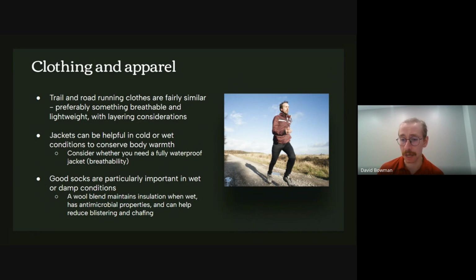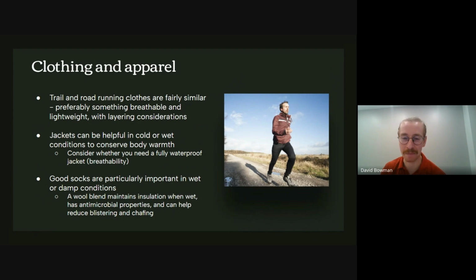Jackets are something that's going to be helpful in more cold or wet conditions, and they're going to help us with conserving body warmth. I will say it's worth considering whether one would need a fully waterproof jacket or not, because again, these are jackets that are great at keeping moisture out, but also very good at keeping moisture in. So as you get sweaty and warm, that moisture is not going to be able to evaporate off of your skin as easily, and you can end up almost getting just as wet as if you were caught out in a rain shower. So just a consideration.